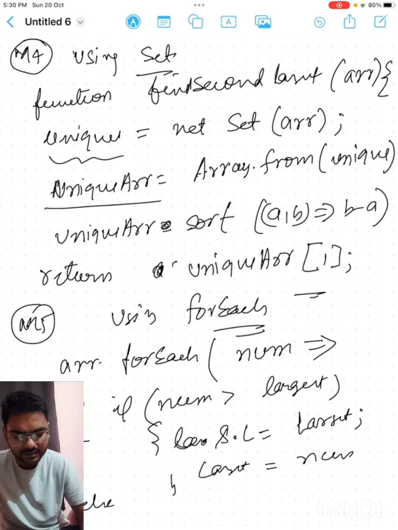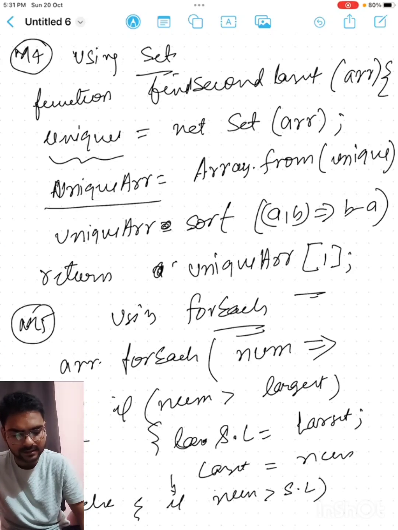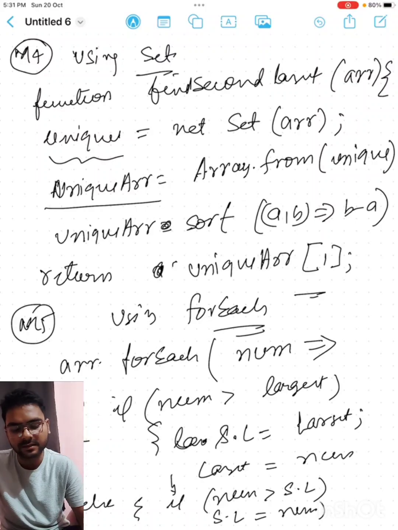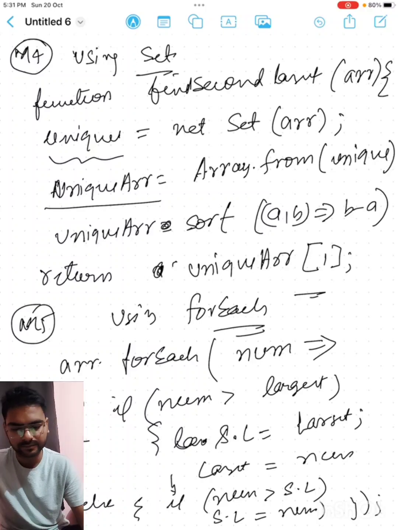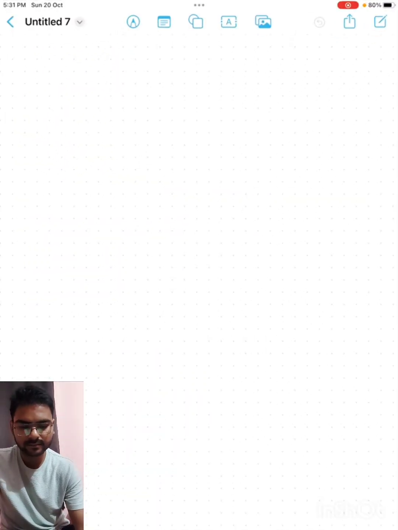Again one more else, same thing, the last method we did, right? If num is greater than second largest, then SL equals to num. And once this for each operation ends over here, we have to return the second largest.